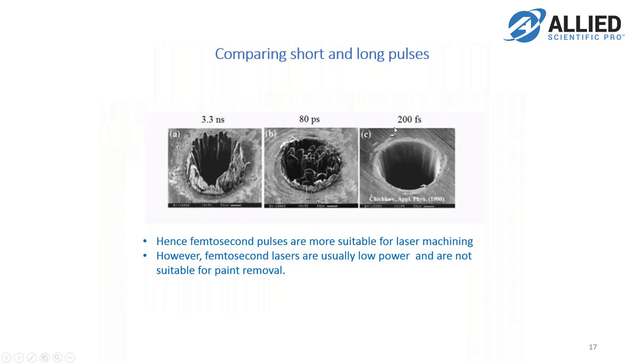Here's an example where a particular hole was made using three lasers of different regimes. For the 200 femtosecond laser, the hole is very clean cut, and there is no debris, there is no melting. When you go to the 80 picosecond, you see there is some debris around the hole, some melting, and when you have a 3.3 nanosecond pulse, you have a lot of melting, a lot of debris around the hole. So this is where a proper understanding of what you want to do with the laser for which particular material comes into importance, to understand that you would introduce heating effects when you're using longer pulses.